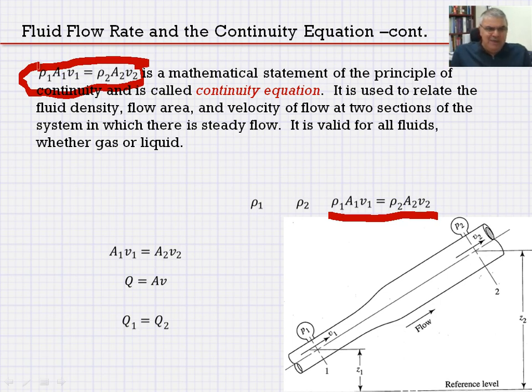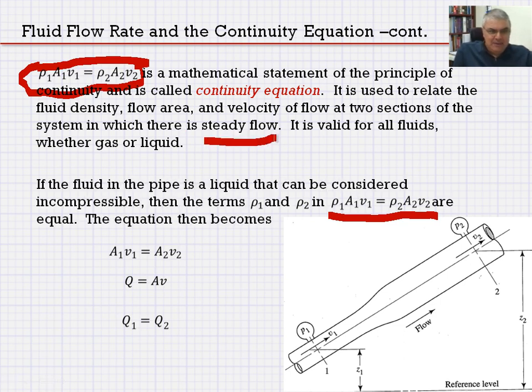So this is used to relate fluid density, flow area, and velocity of flow at two sections of the system in which there is a steady flow. Remember, this is a continuity equation of a steady flow. Not just that, so I need to add that. This is valid for all fluids, whether they're gas or liquid, as long as the flow is steady. Important to realize that.